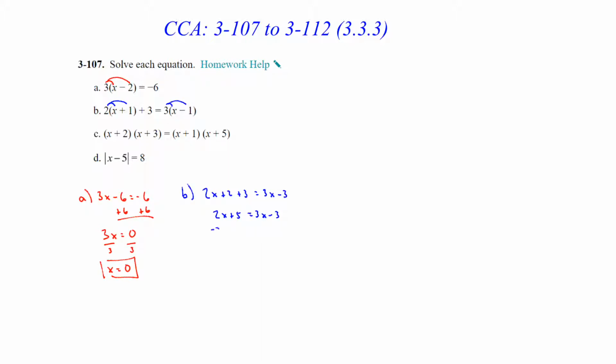And then we will subtract the 2x. Once again, creating that 0 right here, and then that'll be 5 is equal to x minus 3. Then we'll add 3 to both sides, once again creating that 0 on this side, and x is equal to 8.